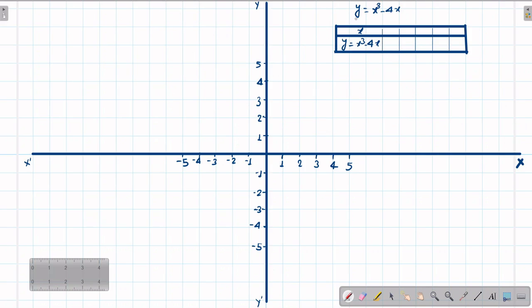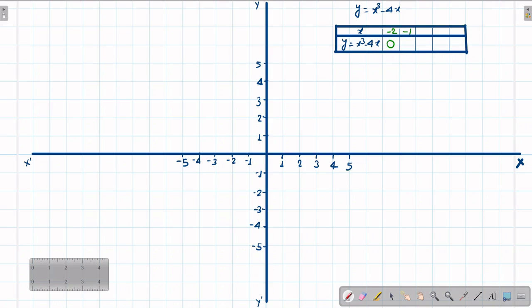Now let's take an example of a cubic polynomial, y is equal to x cube minus 4x. So first we need to take some random value of x, and for that value we need to calculate the value of the polynomial. So let's say take x is equal to minus 2. When you put x is equal to minus 2 in this expression, you will get 0.